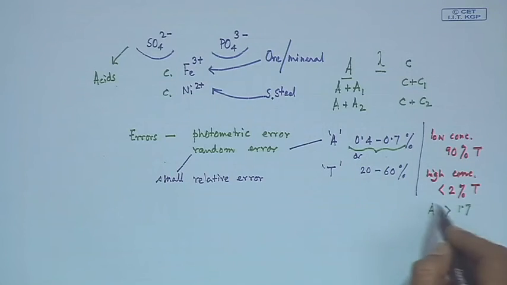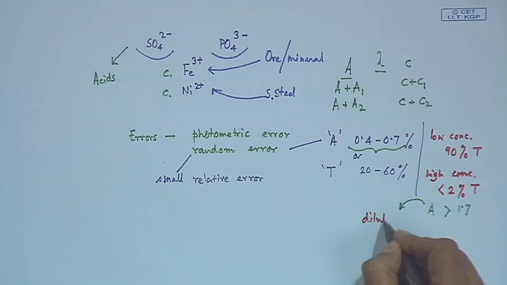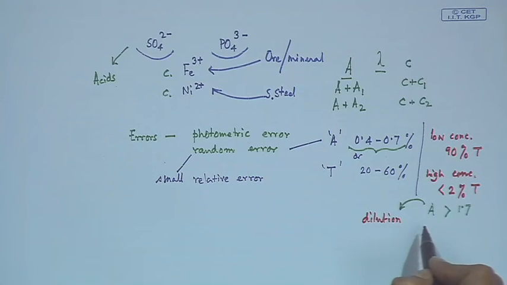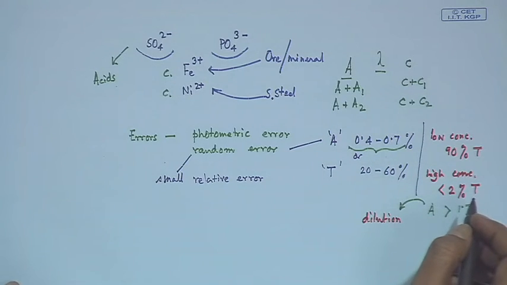So, what we do to decrease this 1.7 absorbance, which is a highly concentrated solution, to a low concentrated solution, is that we proportionately dilute it. So, dilution is the process such that you bring the absorbance values into this particular range.